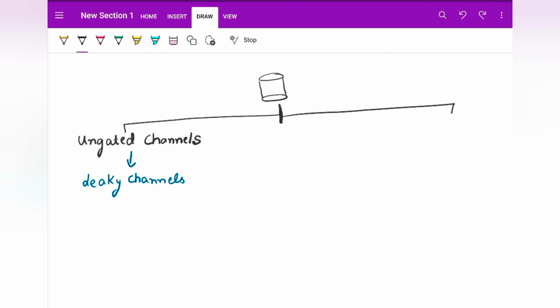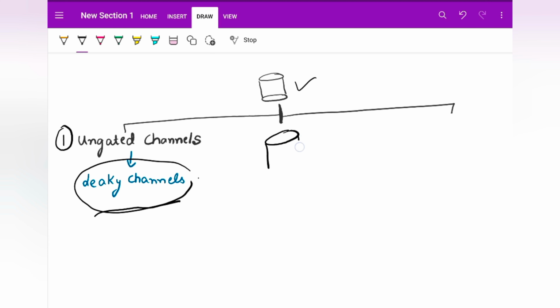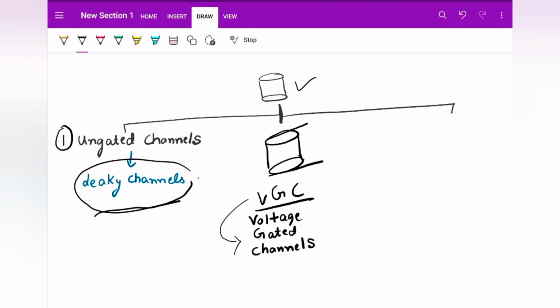All right. Next, there are many types of channels a cell can have. I'll discuss them later, but I'm giving you a brief overview here. The first one is the ungated channels. They are called ungated channels because they are unregulated, and they are working all the time regardless of the situation. So you simply call them leaky channels. Next, there are some channels which have special gates, and these gates only open at a particular voltage. So we call these channels VGC, which stands for voltage gated channels.